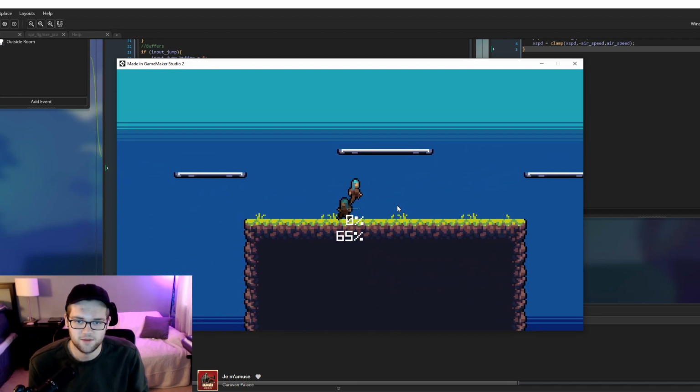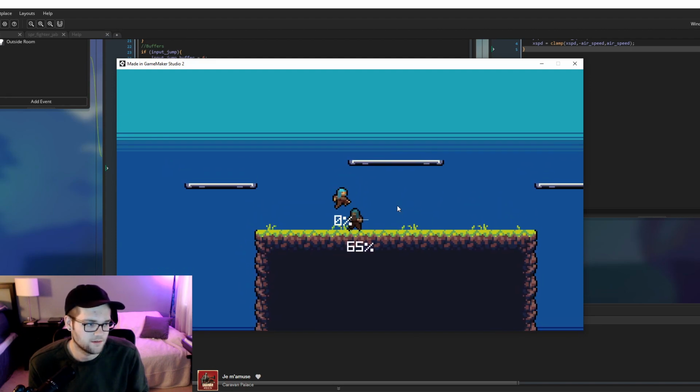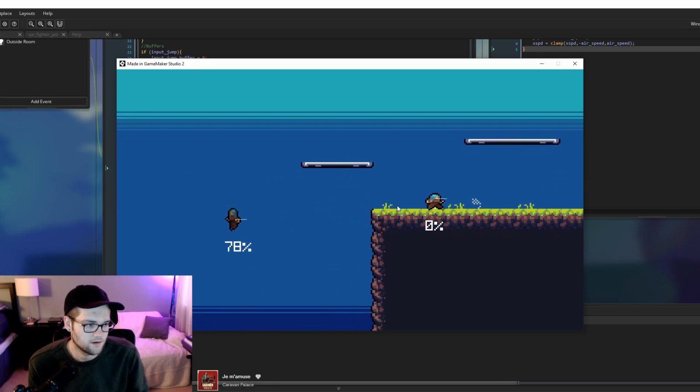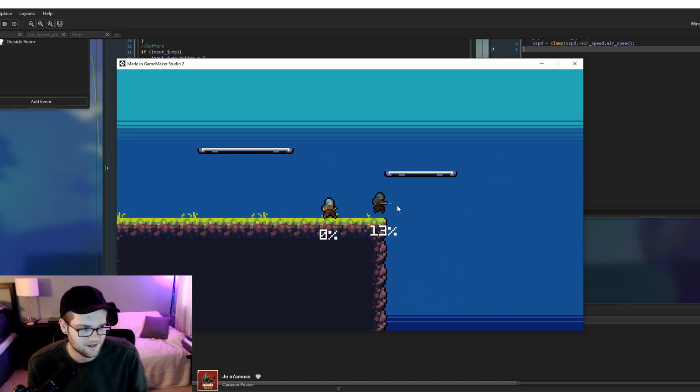You can actually reverse hit back air, but it's really hard. If I had a GameCube controller, I could do it. There we go.